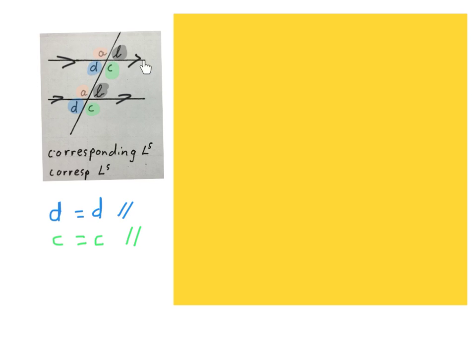If you have a set of parallel lines with a transversal running through them, then the corresponding angles will be equal. So this D will be equal to D. You can look at it. It's an acute angle and an acute angle. They look the same, and they are. The peach one is obtuse and obtuse. They are the same. So the D is equal to D because of the parallel lines.